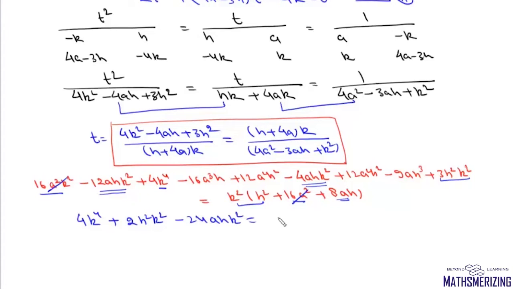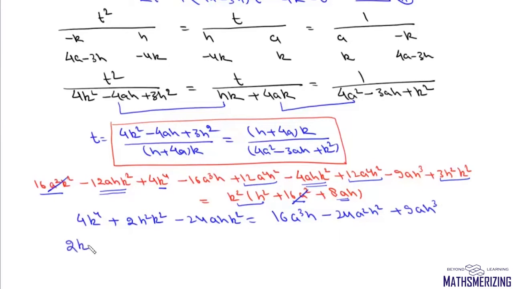So we'll have 16 a cube h plus 12a square h square and 12a square h square. So it will be minus 24 a square h square and then plus 9 a h cube. Now here we'll take 2k square common.